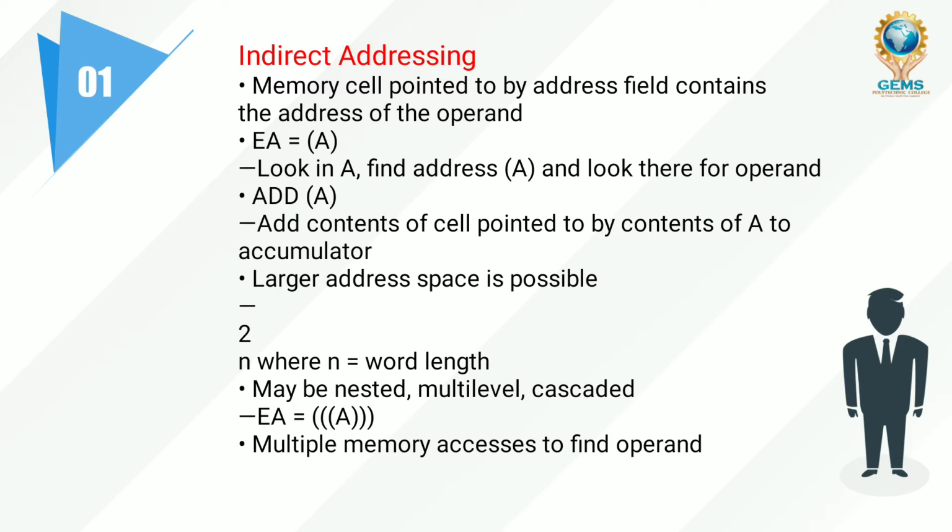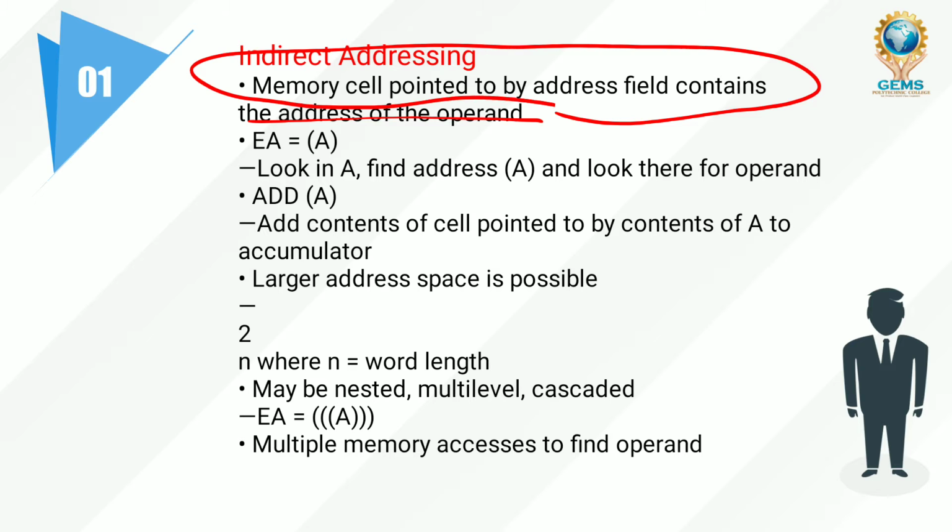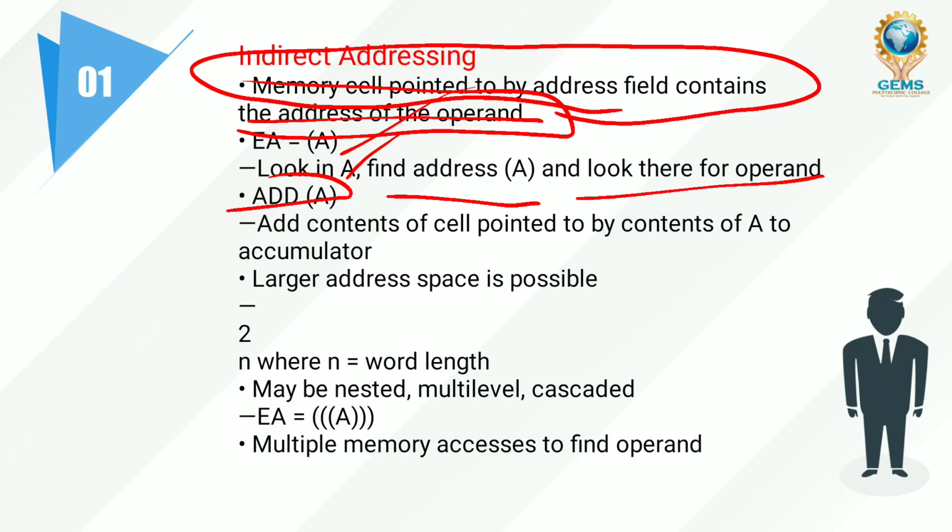Indirect address mode. The memory cell pointed to by the address field contains the address of the operand. Look in A, find the address A, and look there for the operand. Add A: add the contents of the cell pointed to by A to the accumulator. A larger address space is possible.